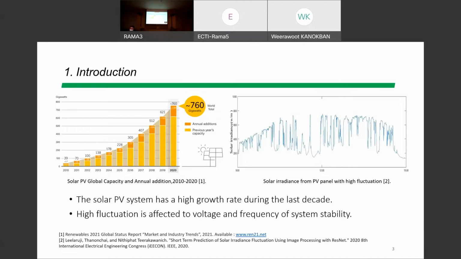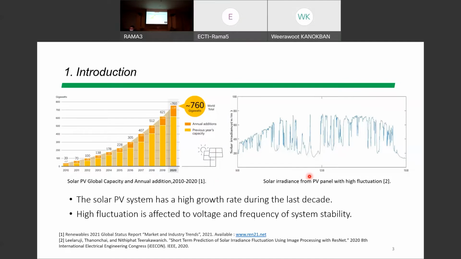First, introduction. One of the most promising resources for large-scale power generation is PV power generation. The capacity of power energy produced by solar cell from 2010 to 2020 is increasing every year. A large number of grid-connected PV installations need to meet the power quality requirements. The main problem of PV power generation is that it depends on weather condition.